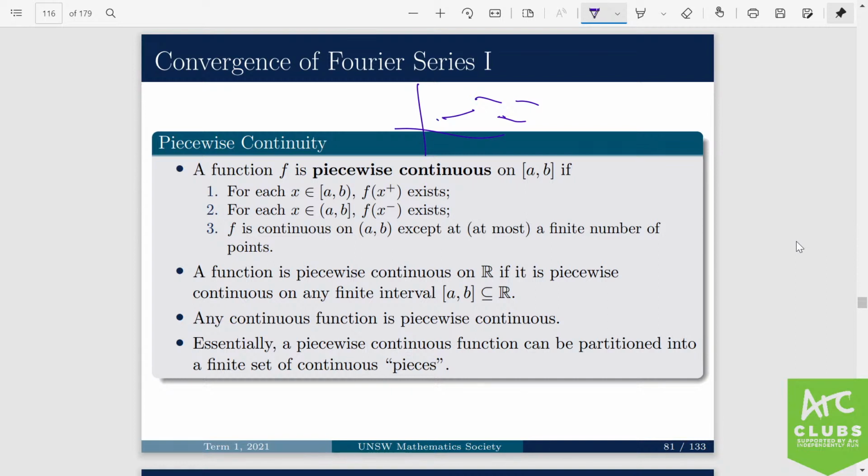where we have a finite number of, wait, no, that wasn't the right one. Actually, it was. If we can break a function into a finite set of continuous pieces, then it's piecewise continuous.